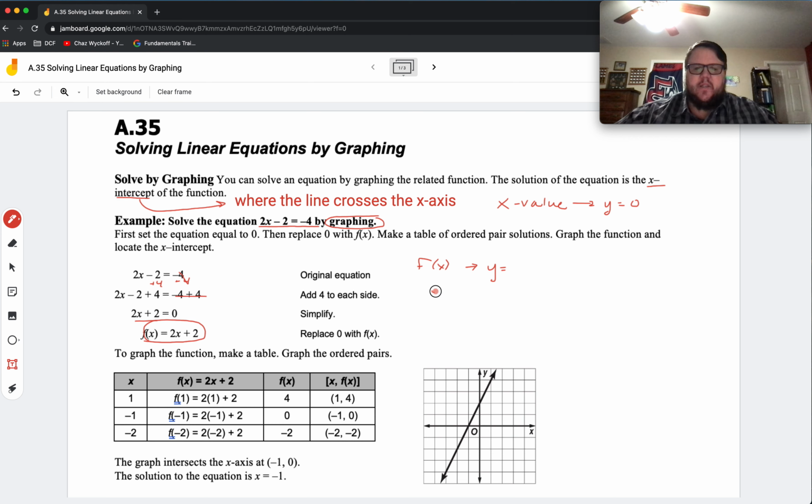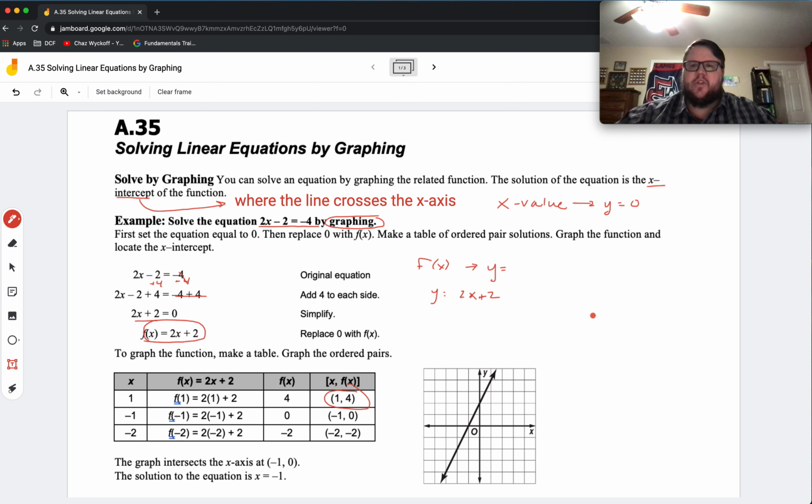What we're graphing is y equals 2x plus 2. And this is now in what we call slope-intercept form. So they want you to make a table, but I'm actually going to teach you differently. You can make a table like they're doing, and you fill in the x values, you fill in the f of x values, you get your coordinates, and then plot your coordinates, and then draw your line through it.